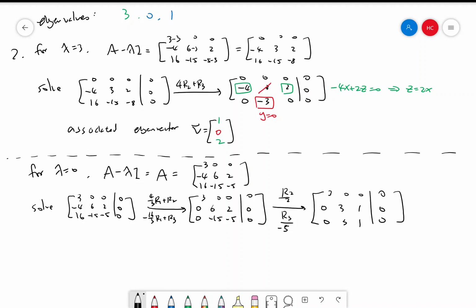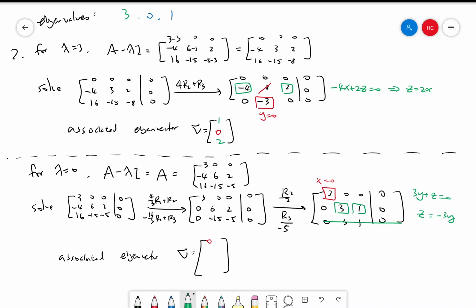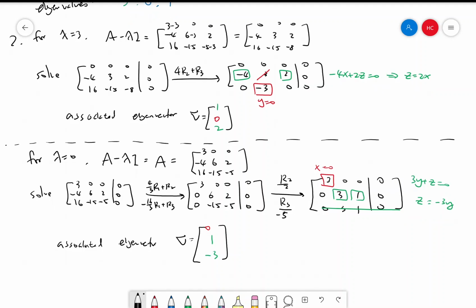Okay. The first row tells you that x has to be 0. The second row and the third row are the same, so the third row doesn't tell you anything, and the second row tells you that 3y plus z equals 0, so z is negative 3y. So an associated eigenvector has x equal to 0, z equal to negative 3y, so the easiest is y equal to 1 and z equal to negative 3. We're almost there. There's a third eigenvalue.